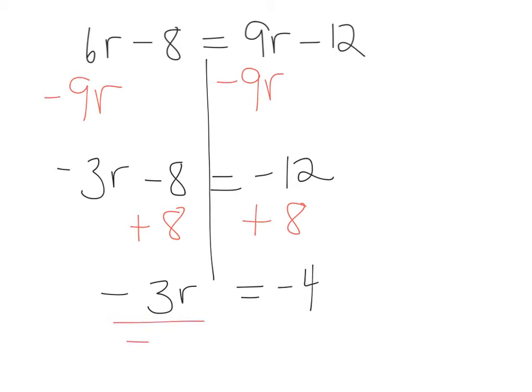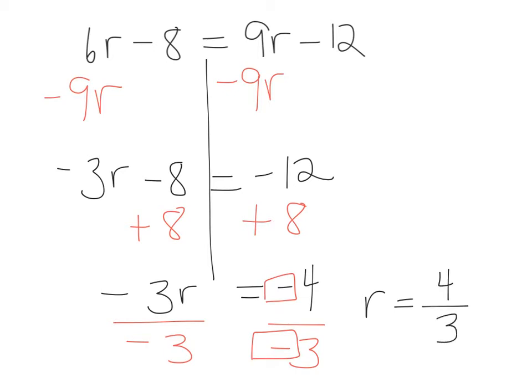And then we've got to divide both sides by negative 3. Now be careful with this, guys. You really have to watch your sign. We've got a negative over a negative, which is going to become a positive. So r is actually equal to positive 4/3.